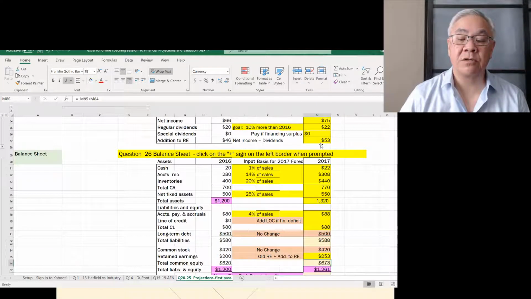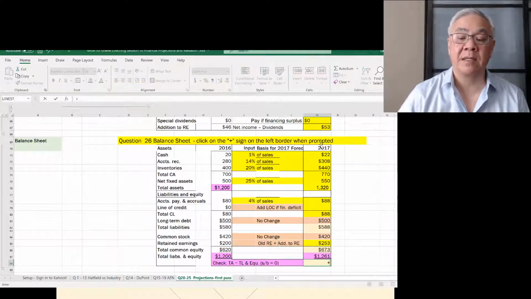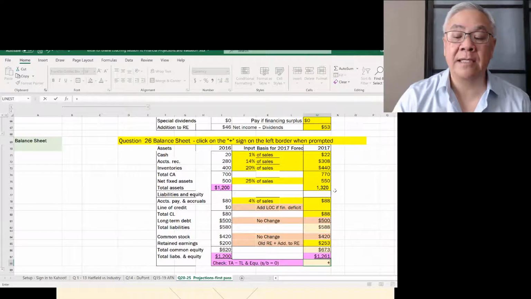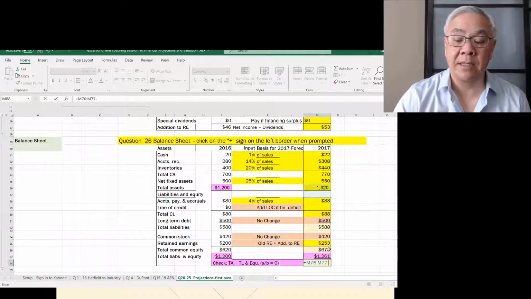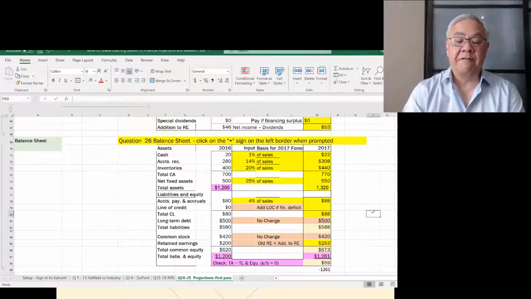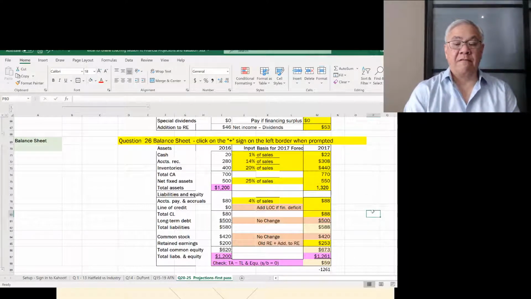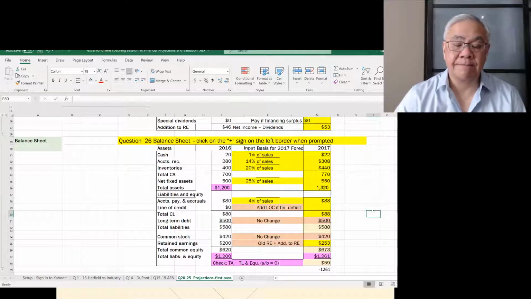Now we say, well, what is our total assets? 1320. And what is our total liabilities? 1261. Oops, we have a problem. So if we take total assets minus the total liabilities, it should be 0, but it's actually 59. So 59 means that we have more assets than we have liabilities, which means what? We need to borrow money.